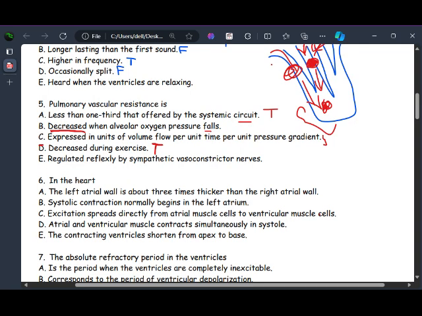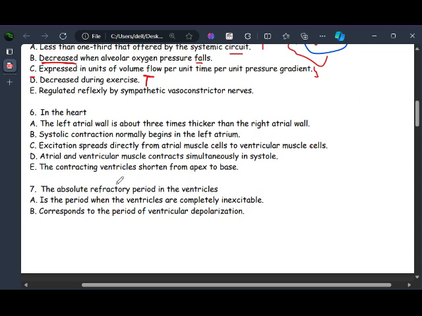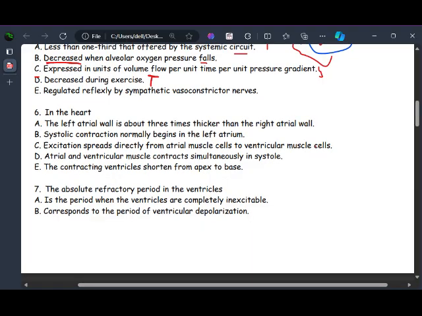All right, going to question 6. In the heart, the left atrial wall is about 3 times thicker than the right atrial wall. Is that true? Is that false? That option is false. Why? Because it's kind of like a trick question. We know that the left ventricle is about 3 times thicker than the right ventricle, but it's not the atria. Both of the atria, left and right, are the same size. This would have been true if we had the ventricles, but since it is for the atria, it is false.